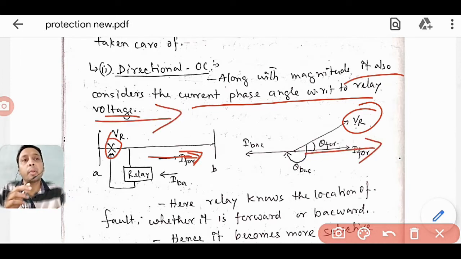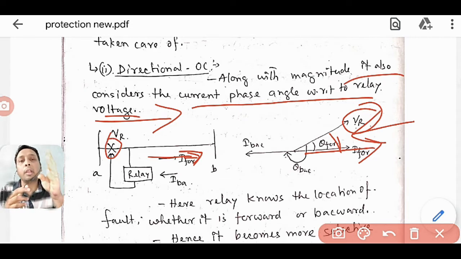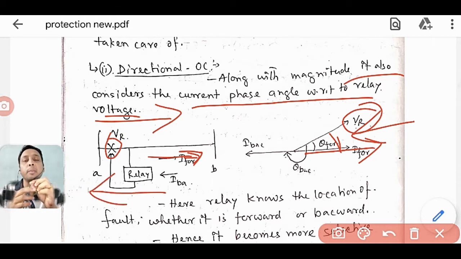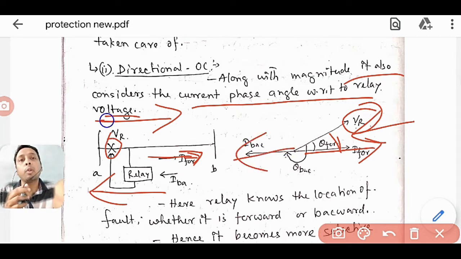In case of normal power, the angle between V and I will be less than 90 degrees. So this is your forward direction. If the current angle is less than 90 degrees, it means it is going in the forward direction, the direction where the normal power flows. Now suppose during a fault condition, current flows in the backward direction. We will see in some cases, in ring main systems and double feeding systems, current can go in backward directions also. In that case, the power is flowing reverse to our normal power flow.